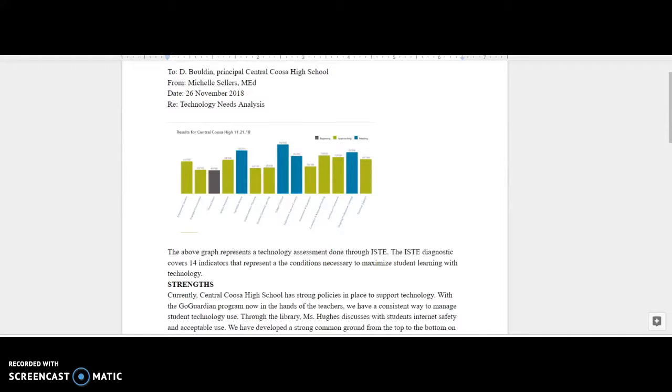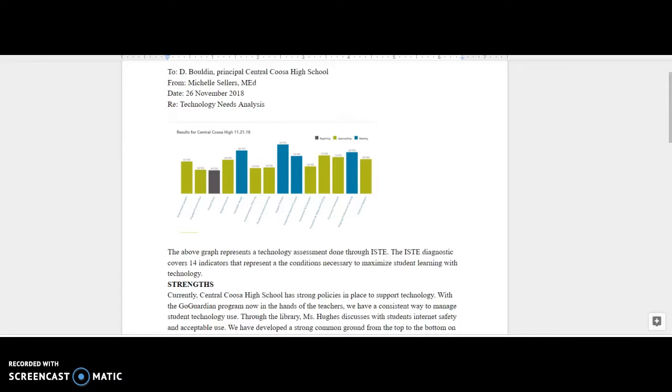As part of mastering ISTE Standard 1C, advocate for policies, procedures, programs, and funding strategies to support implementation of the shared vision represented in the school and district technology plans and guidelines. The first step I did for that was completing the ISTE diagnostic tool and writing up a needs analysis for the school.